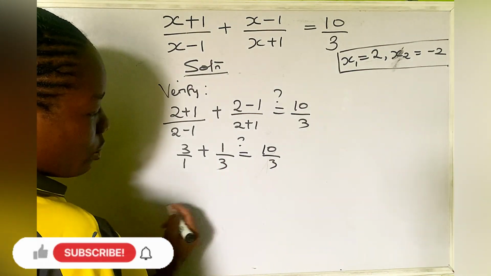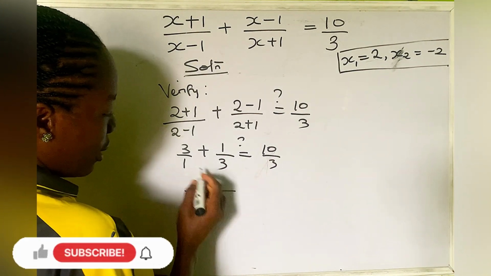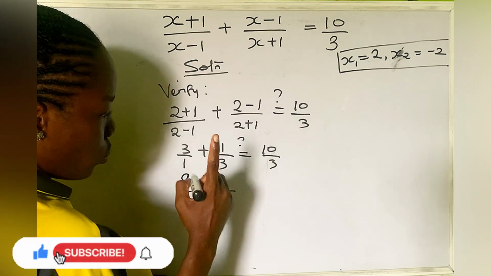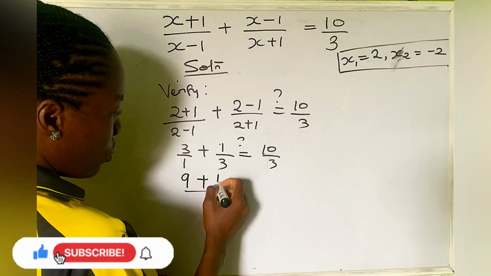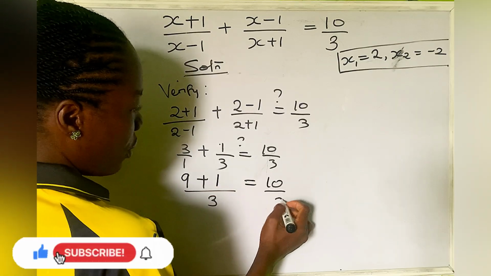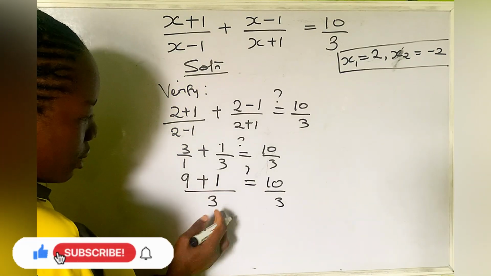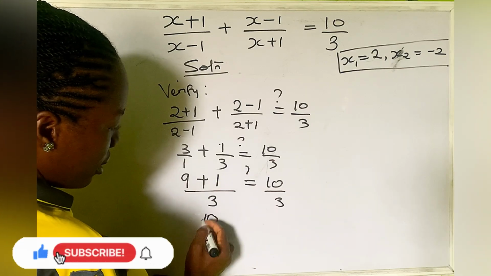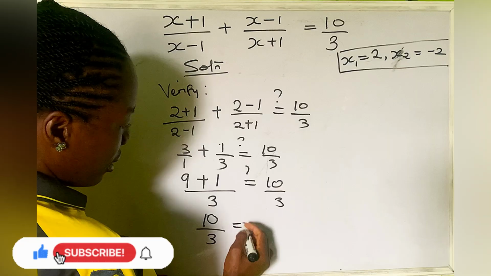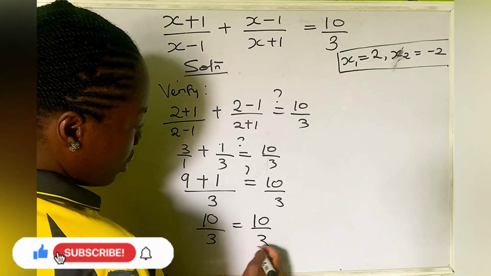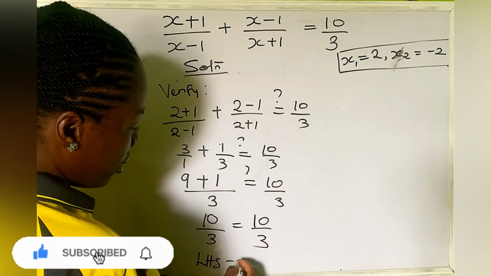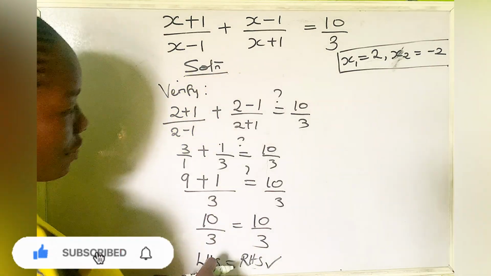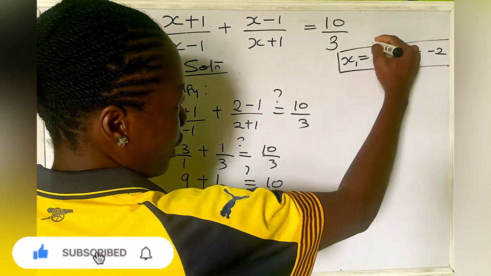Now what is the lowest common multiple of this? We have 3. 3 into here will give us 3. 3 times 3 is 9. That's 9 plus 3 into here is 1. 1 plus 1 times 1 will give us 1. Now is that equal to 10 over 3? Let's finish up here to see if they're equal to each other. Now this is 9 plus 1 is 10 over 3. And you see that this is the same thing on the left hand side and on the right hand side. So that gives us a surety that our value for x to be 2 for this x1 is correct.